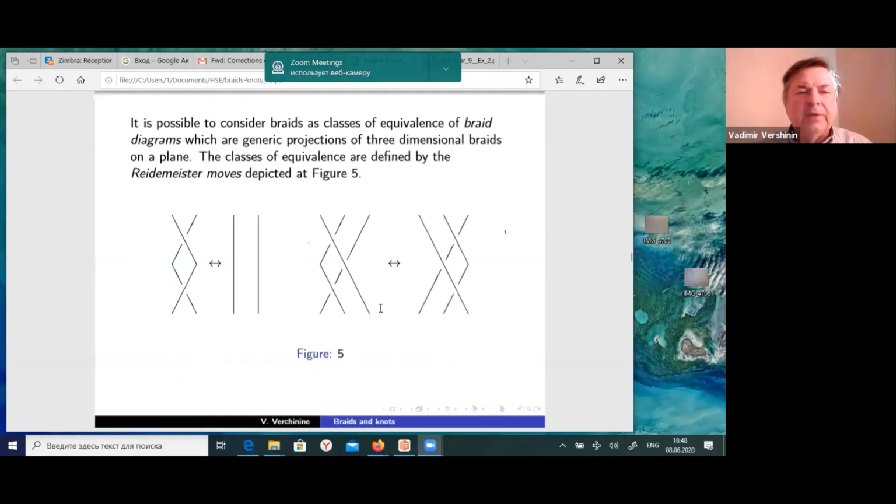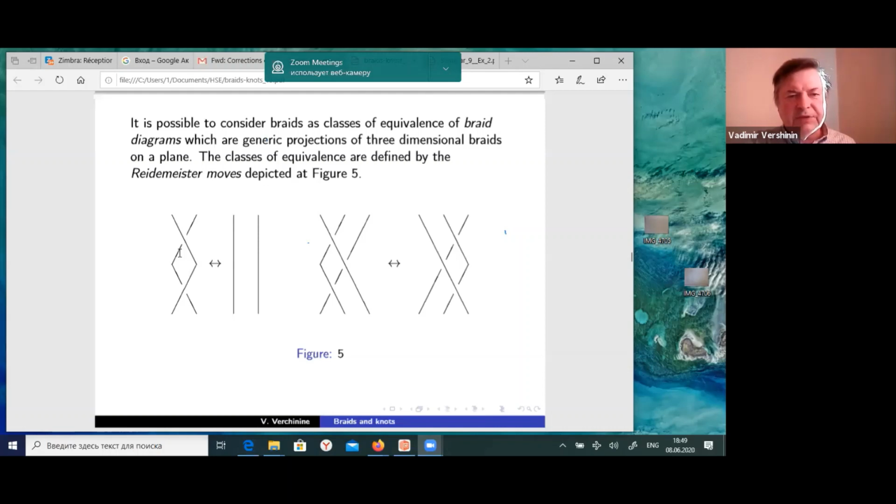So this is another way to introduce braids. The first one was the braids in 3-space. Another is the fundamental group. This is the third one. This is like how Reidemeister introduced knot theory, from knot diagrams. Now you can consider something called braid diagrams.